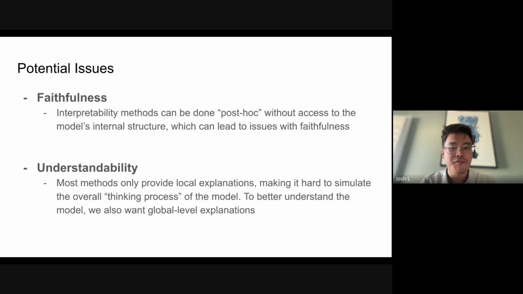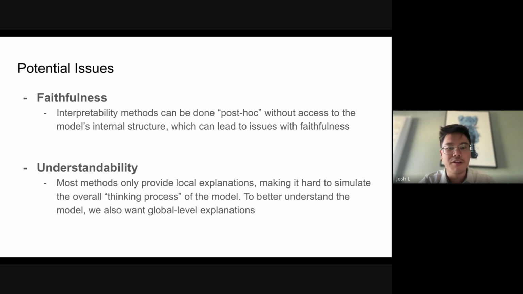One issue is with faithfulness. A lot of interpretability methods are essentially done post hoc without access to the model's internal structure. So it provides a reasoning that tells you which things are important, but there's not necessarily any guarantee in terms of why these things are important or if they're being used in the manner that you think they are.